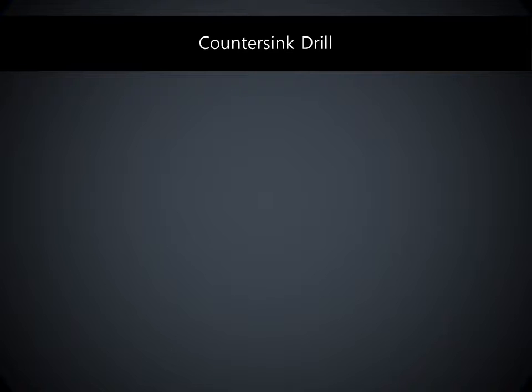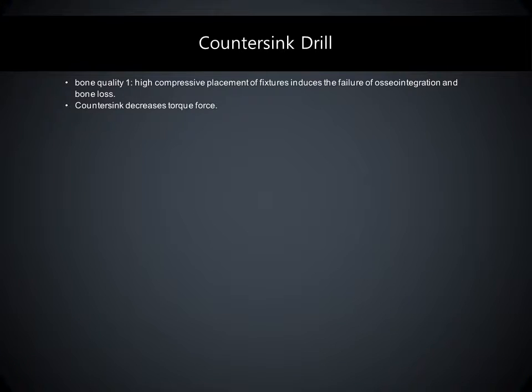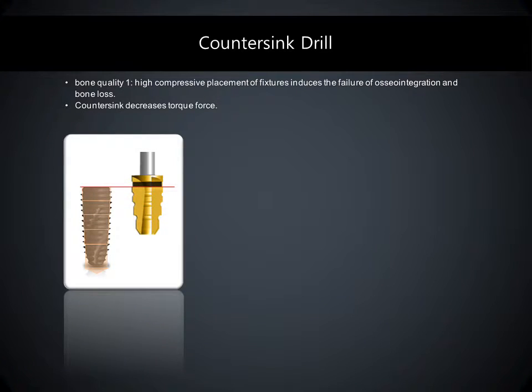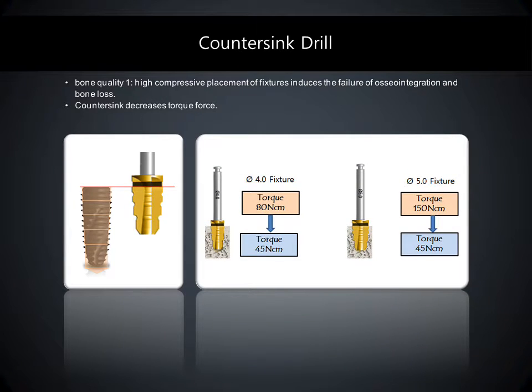Without countersink drill preparation in dense bone, the diameter 4 mm fixture might be placed with over 80 Nm torque force, and the diameter 5 mm fixture might be inserted with about 150 Nm torque force. It is reported that high compressive placement of fixtures could induce failure of osseointegration due to necrosis of the surrounding bone. To prevent compressive bone necrosis, the gap between fixture and osteotomy hole has to be enlarged by countersink drill osteotomy.